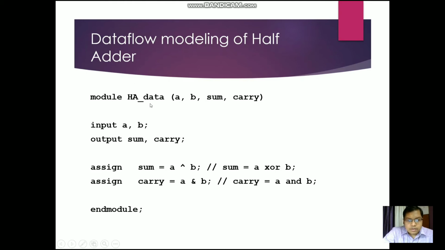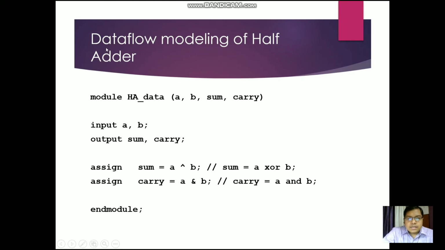Then I have given the name as HA, that is half adder, data means data flow modeling, and then I have mentioned here in the bracket what is the input and what is the output. So from the name you can clearly understand that A and B are the inputs and sum and carry are the outputs. I have identified similarly input A comma B and output is sum and carry.